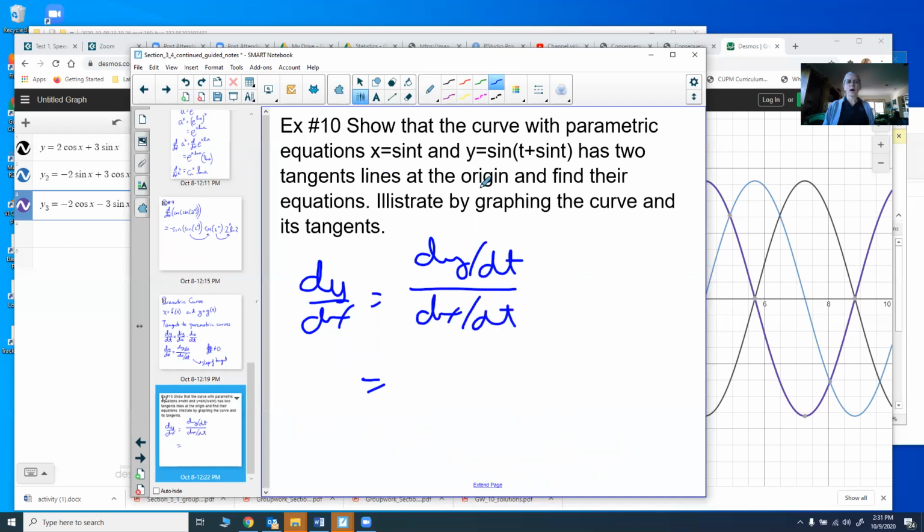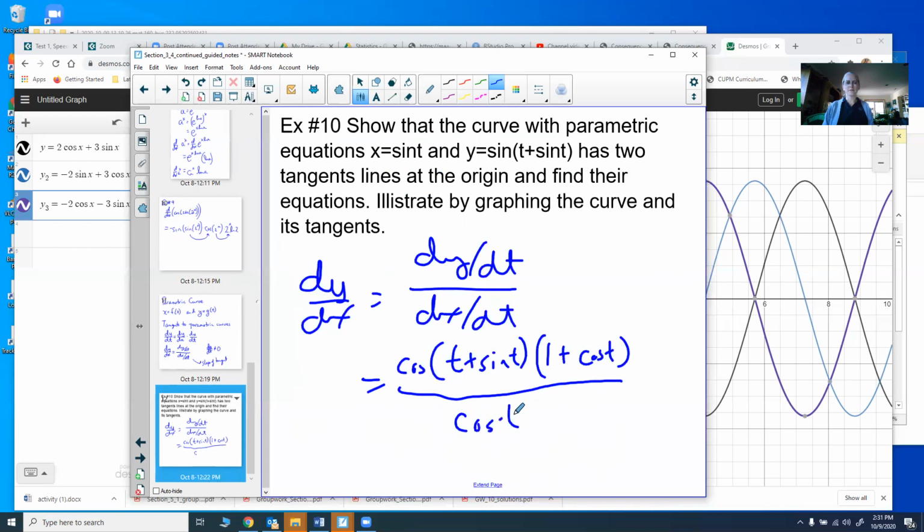So you're going to take the derivative of your y function with respect to t. The derivative of y, that's a chain rule because I've got the sine of something. So anytime I say the word "of," that tells me it's a chain rule. So the derivative of the outside is cosine of whatever. And then the derivative of the inside: the derivative of t is 1, and the derivative of sine t is cosine t. And then that'll be over the derivative of x. The derivative of x, sine of t, is cosine t. So there is what that is.